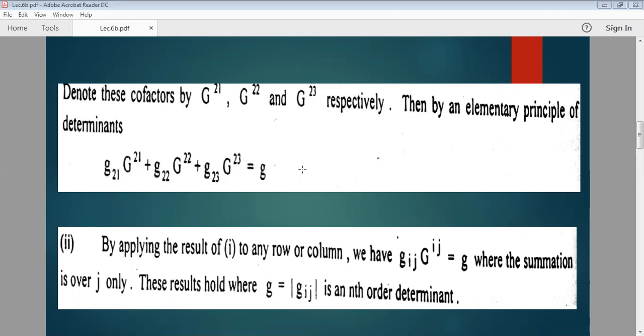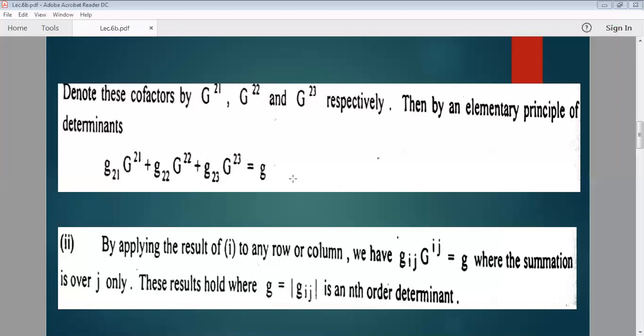Okay. Now this question can be asked like this: G11 capital G11 plus G12 capital G12 plus G13 capital G13. This will give the answer G.